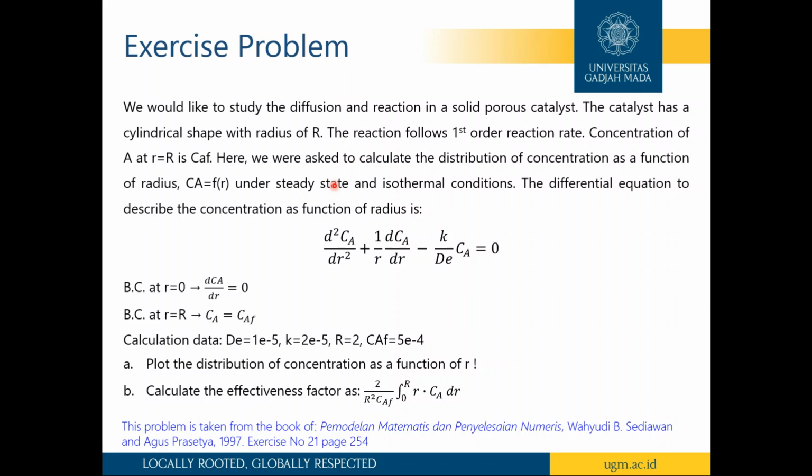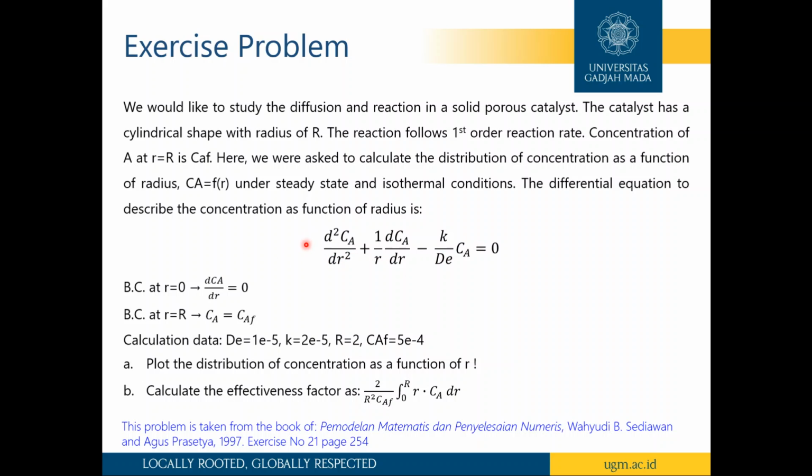Here is the narration of the problem. We would like to study the diffusion and reaction in a solid porous catalyst. The catalyst has a cylindrical shape with radius R, and we have a reaction which follows a first order reaction rate, and we also have internal diffusion. The boundary condition at r equal to capital R, or at the surface of the catalyst, is that the concentration of A is assumed to be the same as the concentration of A in the bulk liquid. By solving the mass balance and taking a volume element, we end up with this differential equation, called a Bessel equation. This is a classic equation for cylindrical systems.